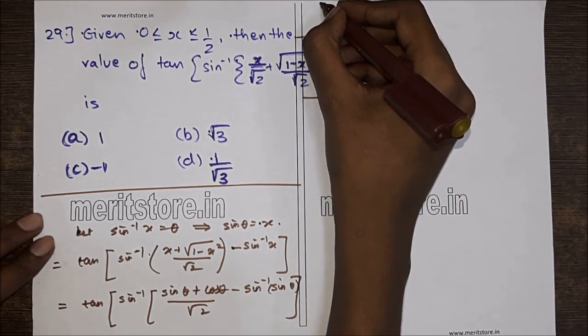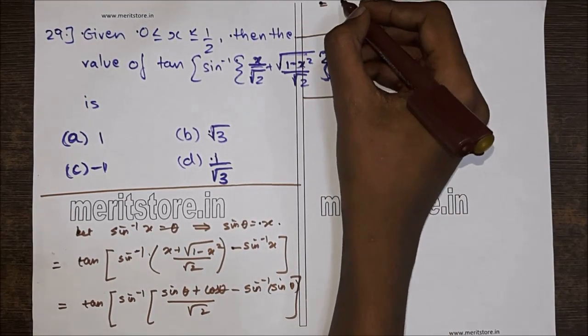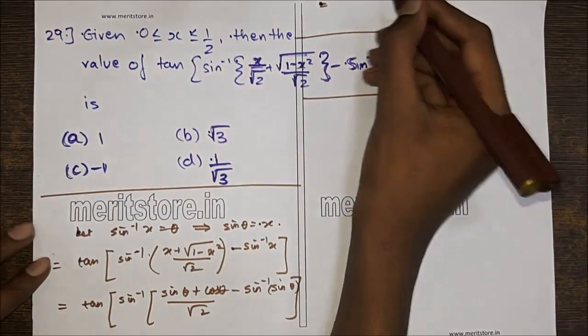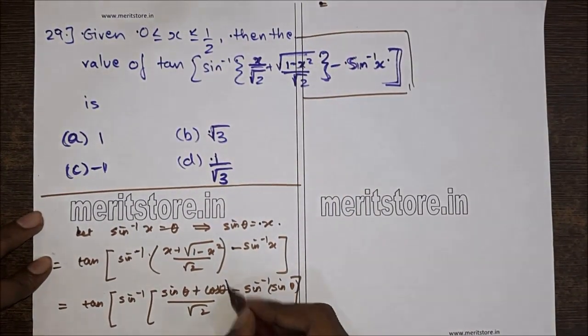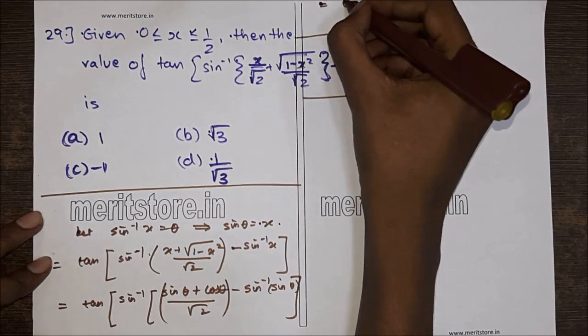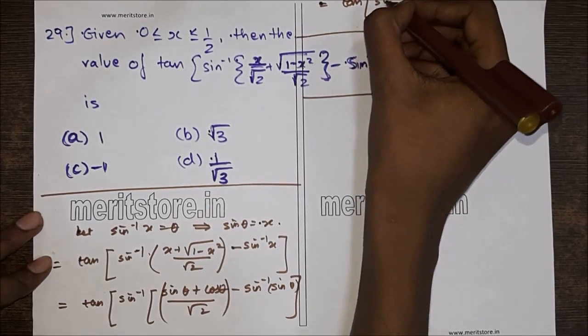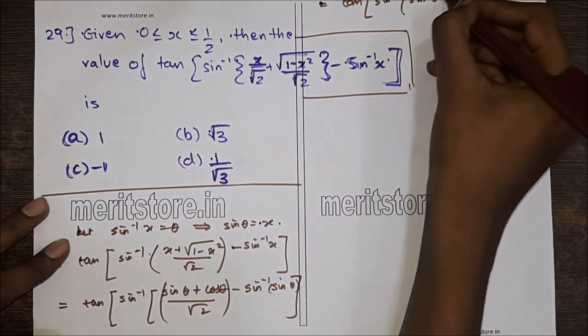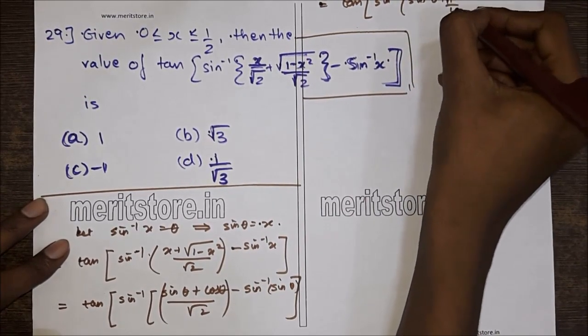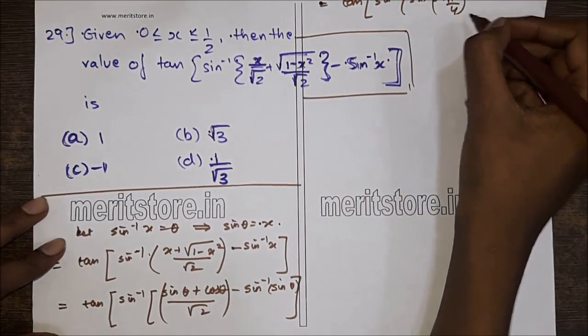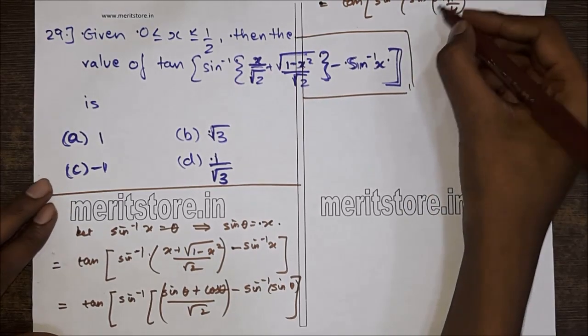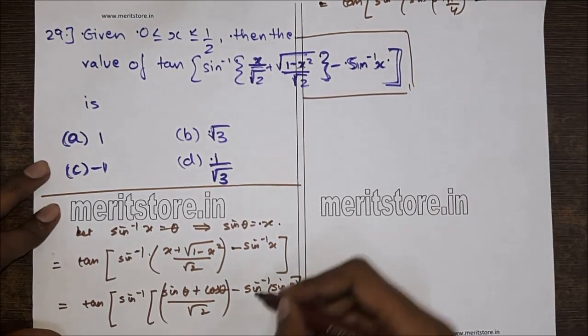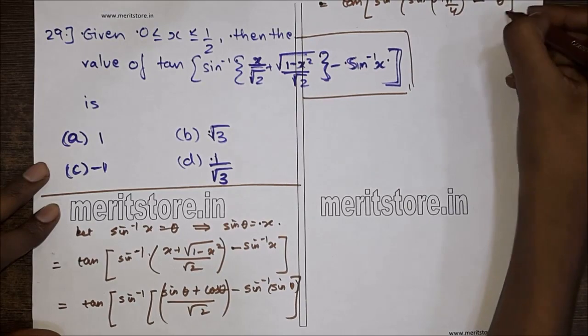So this is equal to, this term can be written as tan of sine inverse of sine theta plus pi by 4, since sine and cos pi by 4 are 1 by root 2. So sine inverse of sine theta is theta.